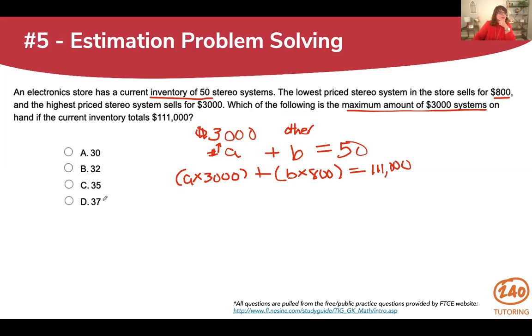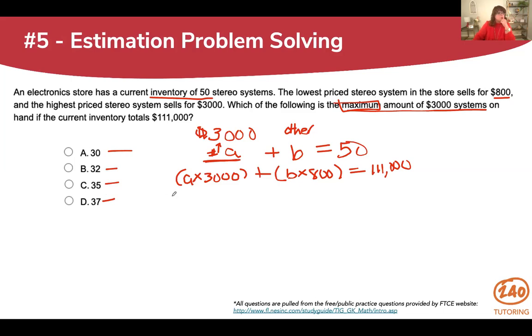So they're giving us possible values for A, the number of expensive systems. I'm going to start with the largest value because it's asking me for the maximum and work my way down. So I'm going to plug those in. Process of elimination. There are other ways to solve this problem.